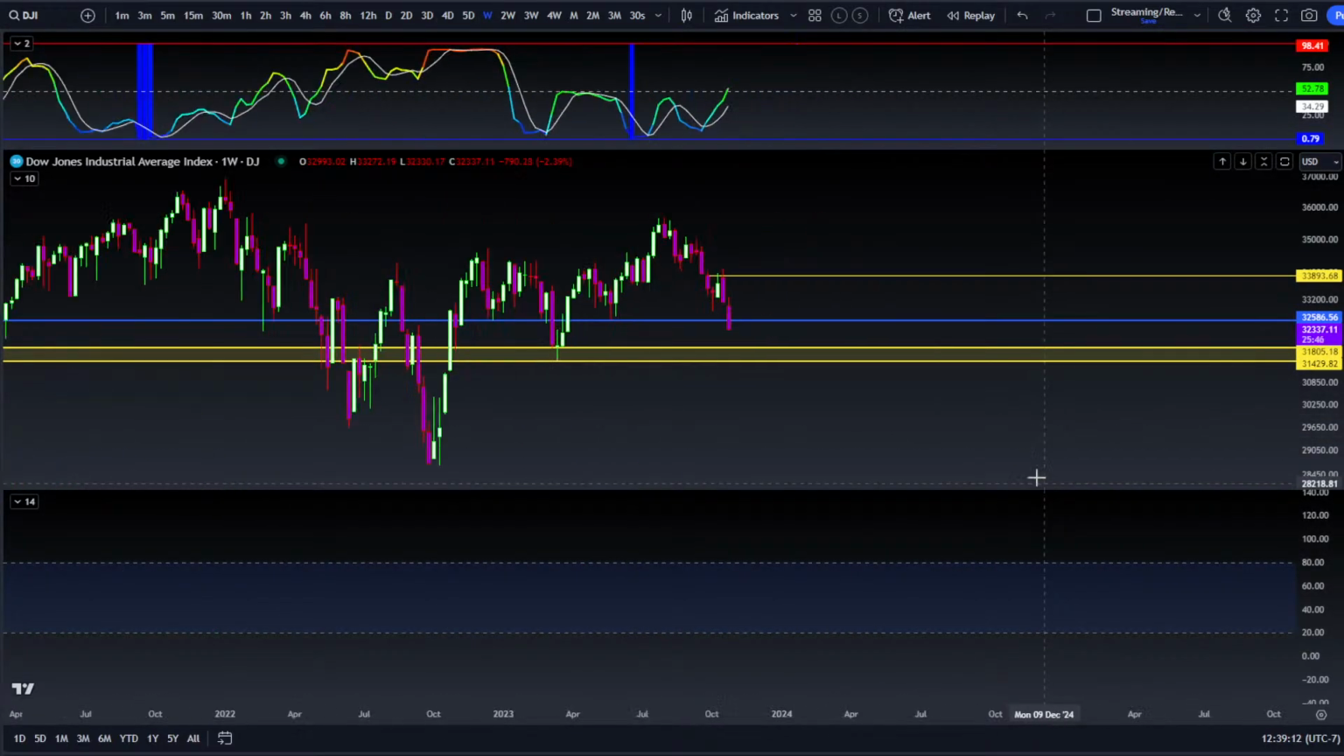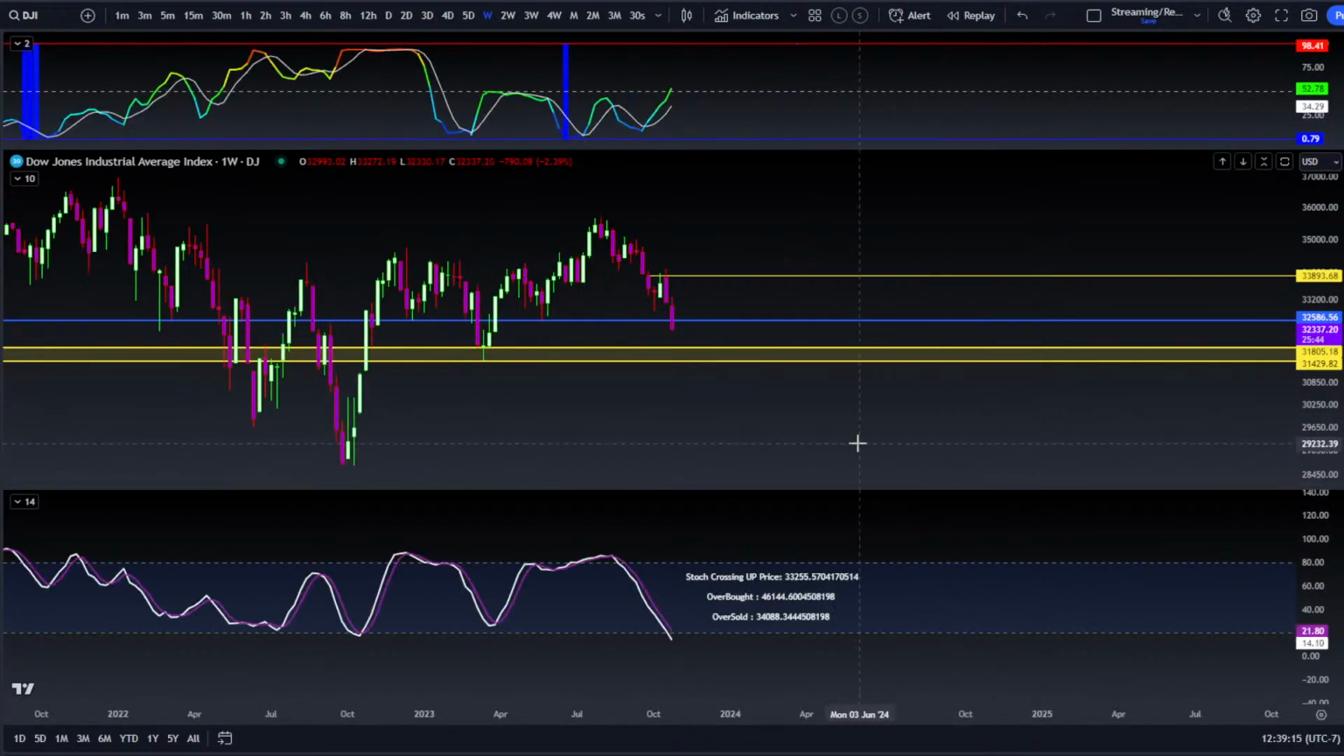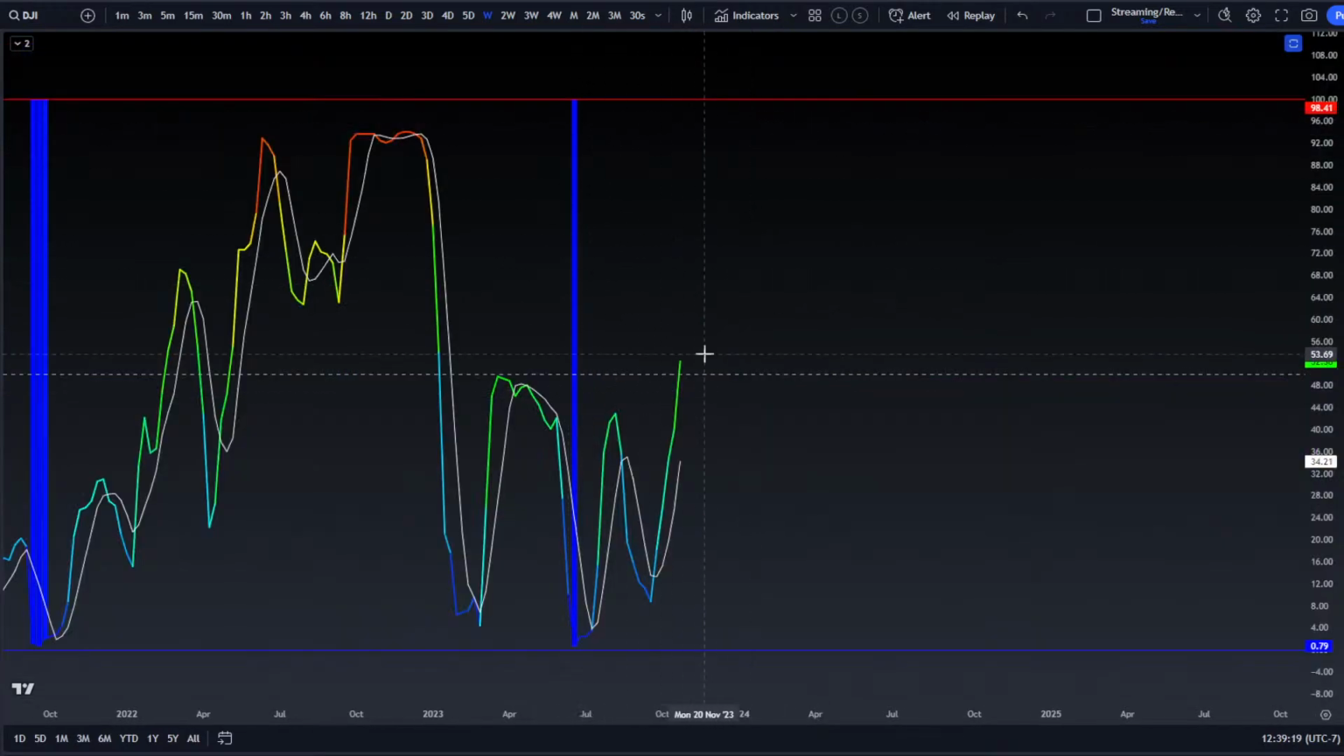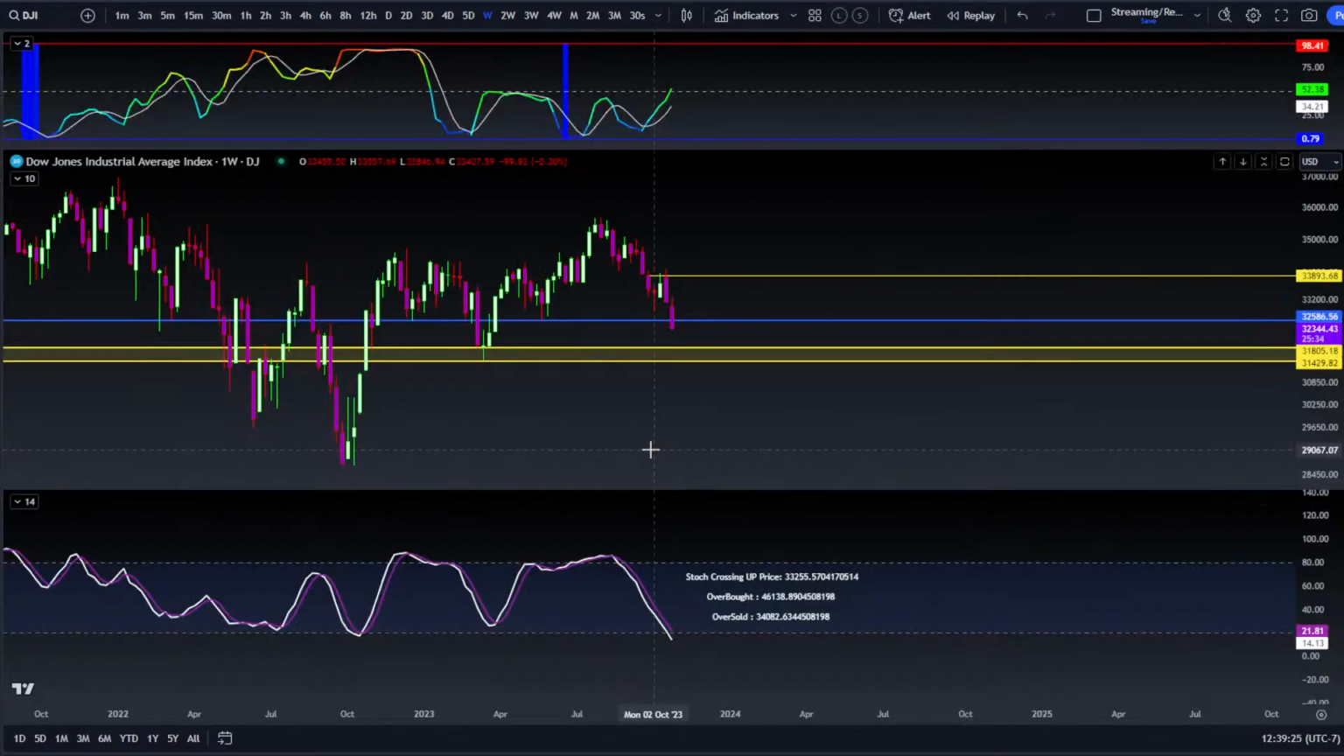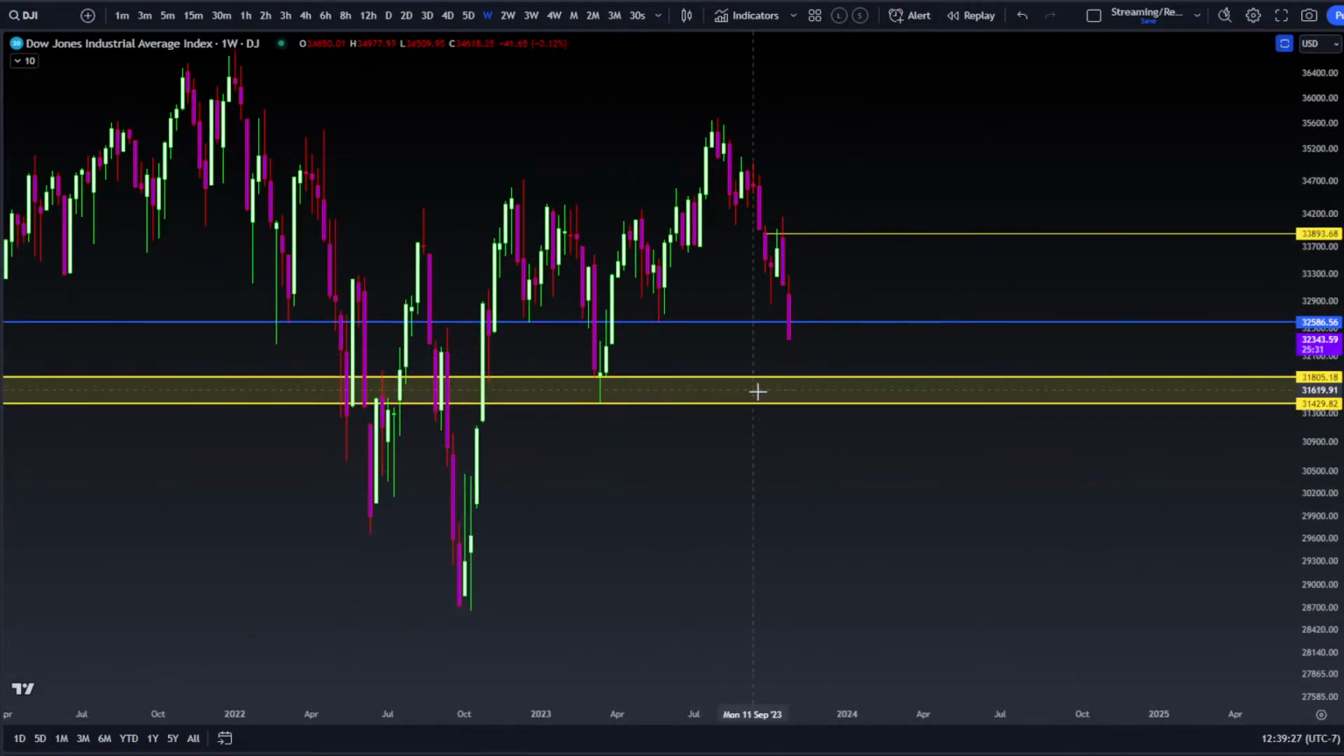Let's look at the weekly. Weekly's still down, 33,255. This is going to be chasing. It is on expansion, and expansion is even getting a breakout above the 50%. So more likely than not, this low is getting tested.